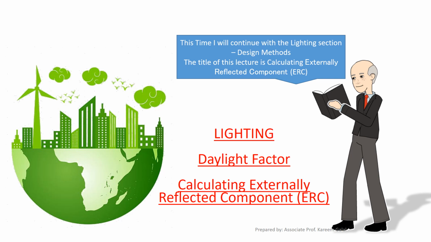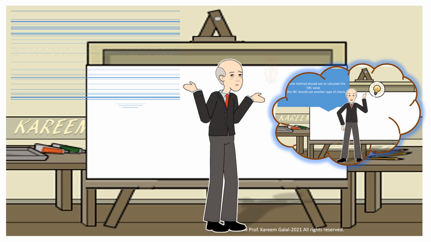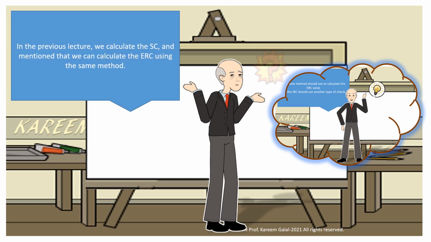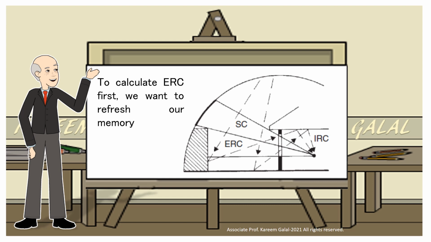The title of this lecture is Calculating Externally Reflected Component (ERC). In the previous lecture, we calculated the SC, and mentioned that we can calculate the ERC using the same method. To calculate ERC, first, we want to refresh our memory.